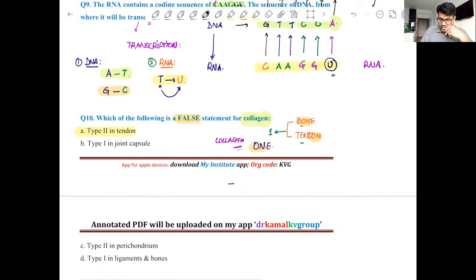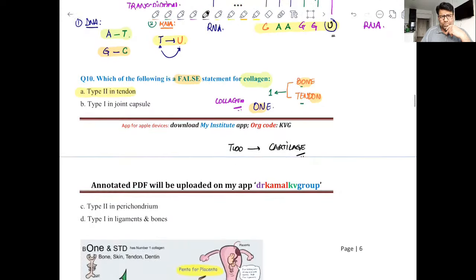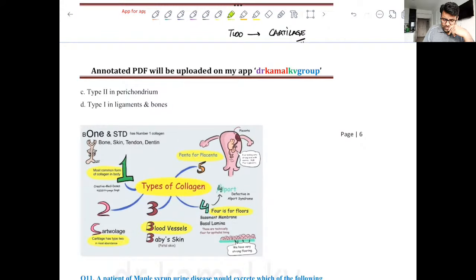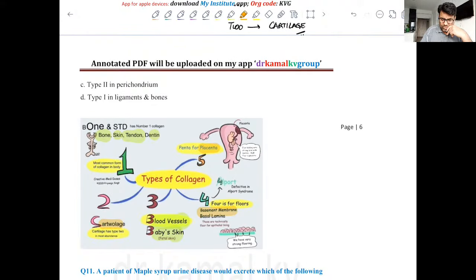Type 2 is present in cartilage. Clear? So type 2 is present in cartilage, type 3 in blood vessels, and type 4 in basement membranes. So for type 1, you can remember bone, tendons, skin, dentine, type 2 in cartilage, type 3 in blood vessels or fetal skin, type 4 basement membranes, and type 5 in placenta. So very important to know about type 1 at least, right?